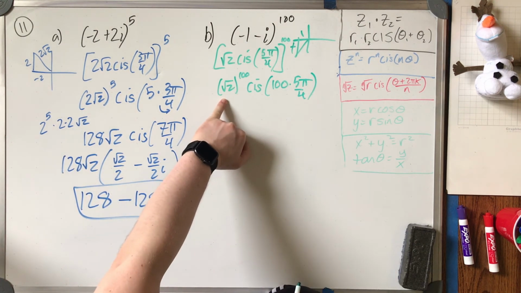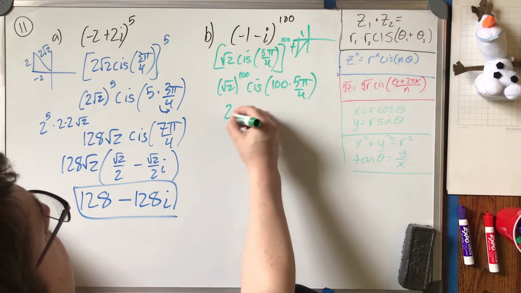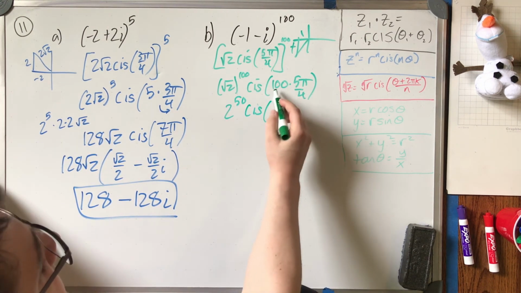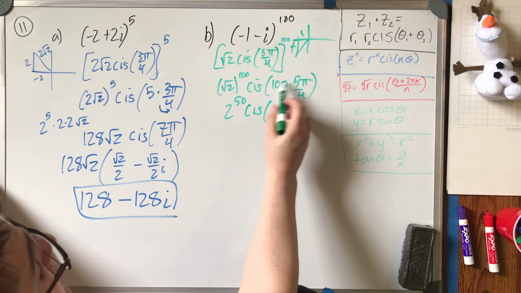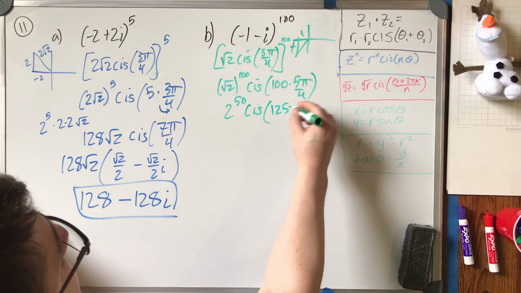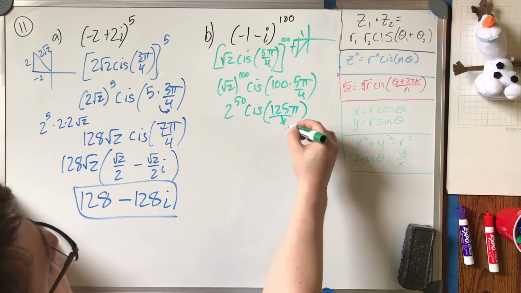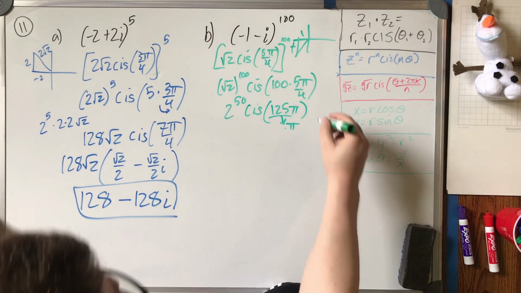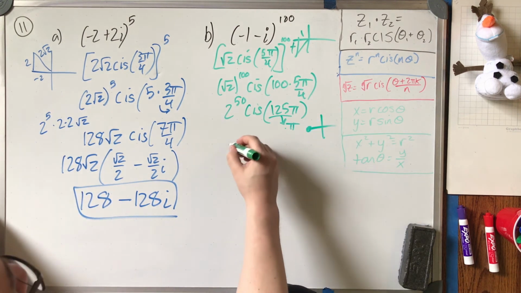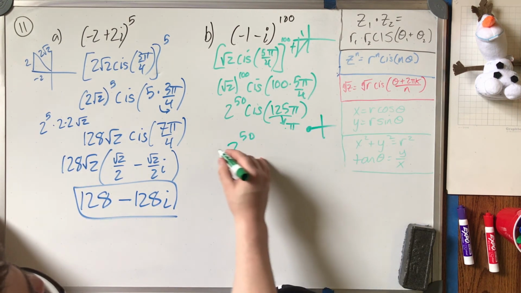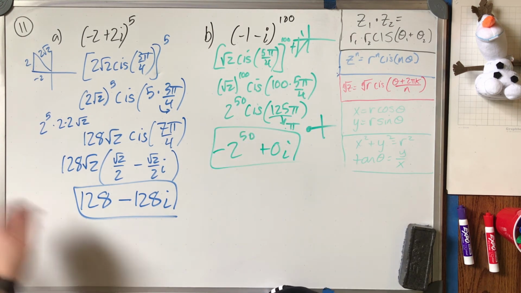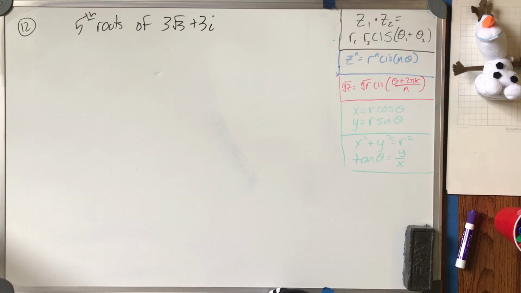This right here is really going to just be 2 to the 50th power. I have no idea what that is. That's a ginormous number. Cis. And here, this is going to be 25 times 5, 125 pi. Okay, so that's an odd multiple of pi, so it's going to actually end up just being at pi. So I know this is going to be over here, so I'm going to have 2 to the 50th, plus 0i. Done.